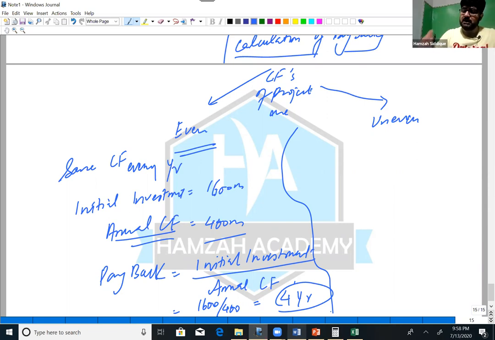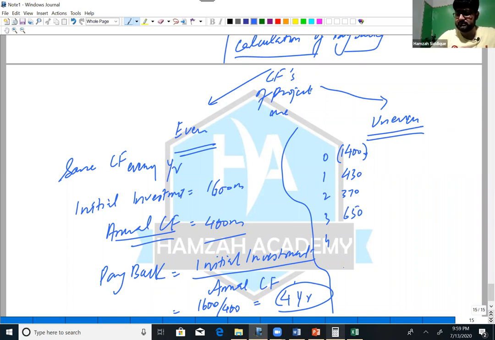Next, if cash flows are uneven, for example, a project has the following cash flows: 1400 negative, the initial investment, then 430, 370, 650, 200. Now we have to calculate its payback period. So how to calculate? We will make another column, the cumulative cash flow column.